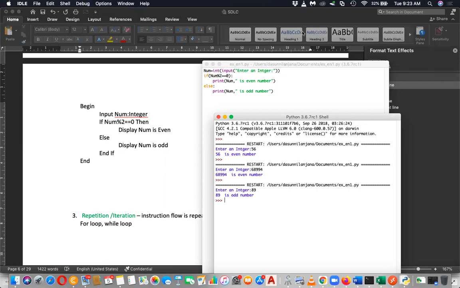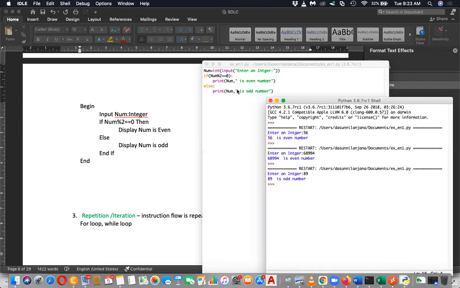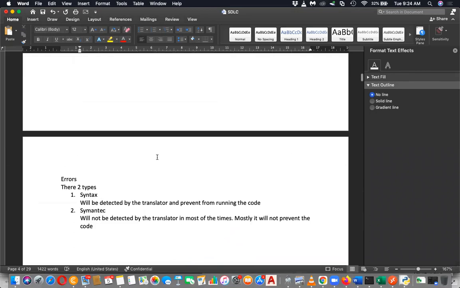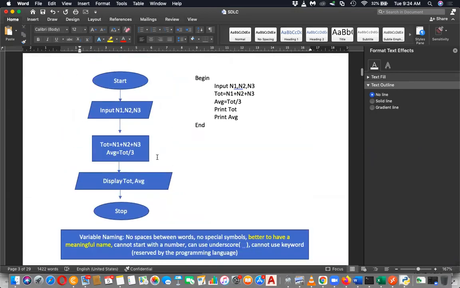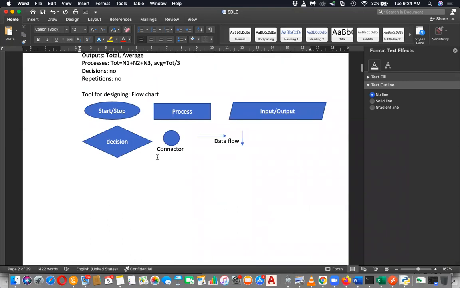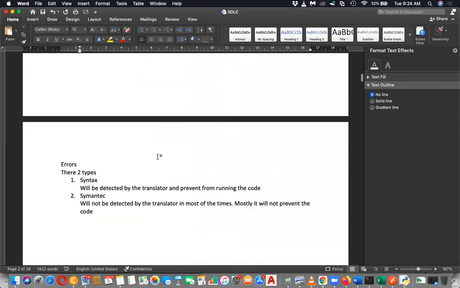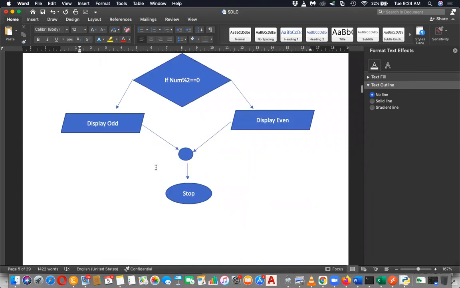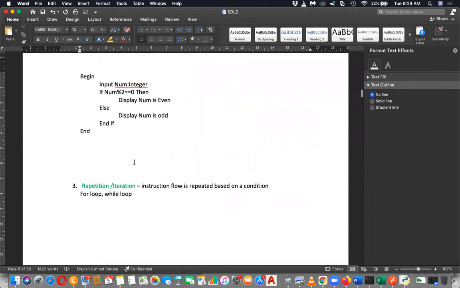Okay, sir. Things to remember here. For selection, we are using if and else, if-else. Sequence can be any operator, right? Sequence means things are executed one after another. So then you can use operators. I think we discussed these operators, right?